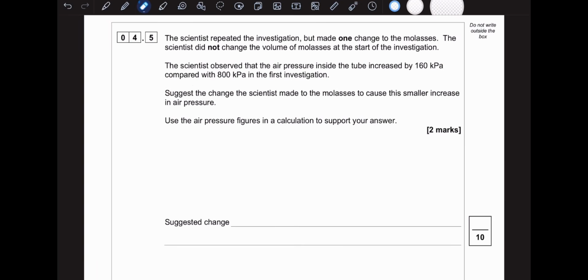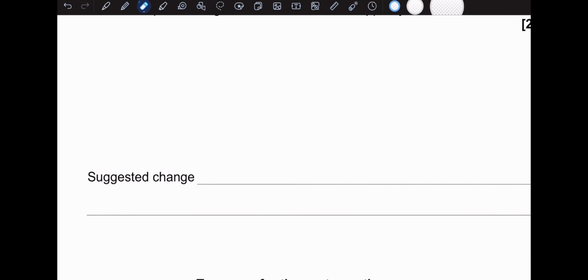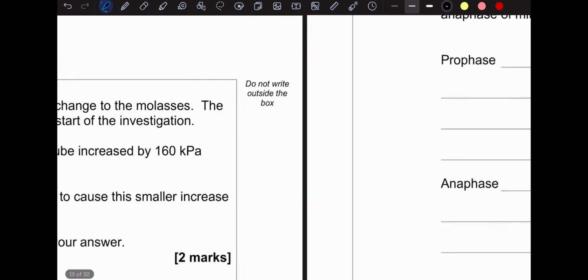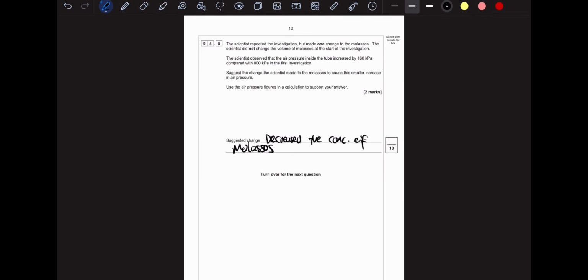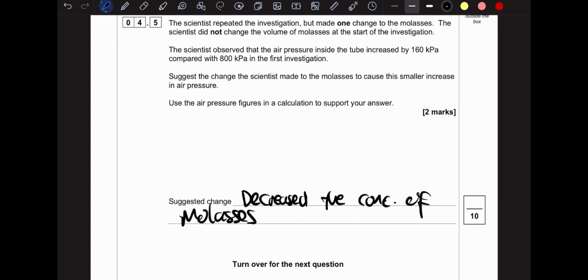So how do we suggest it? Do we just suggest it here? Oh yeah, here. Okay. So he decreased the concentration of the molasses. I said molasses too many times in this question, I swear. And it wants us to use a figure, a number. I guess it just wants us to use a percentage or ratio.